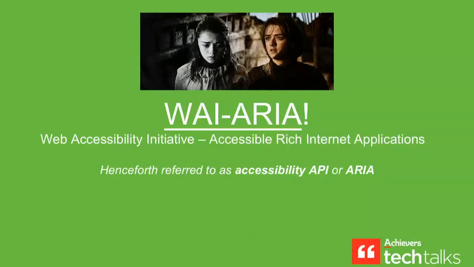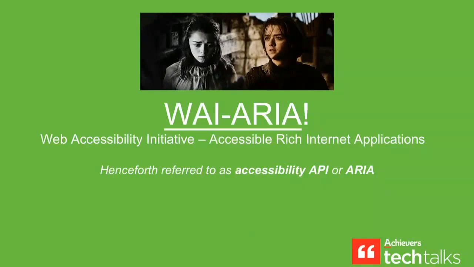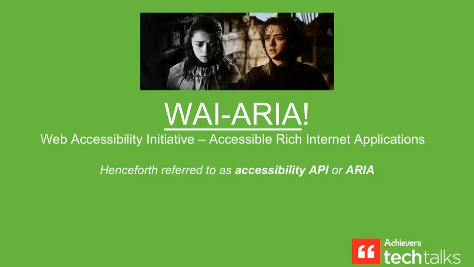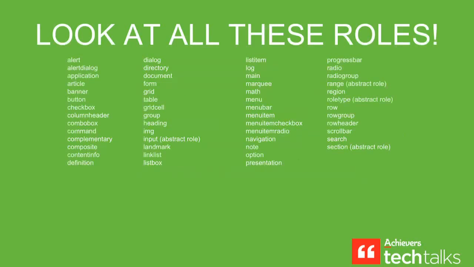So WAI-ARIA is probably one of the worst abbreviations I've had to deal with. It stands for Web Accessibility Initiative Accessible Rich Internet Applications, which is an ironically inaccessible name to say over and over again. It's really tough. So I'm going to be referring to it as ARIA, or the Accessibility API. At its core, ARIA is a few things, but the biggest thing is this list of roles. Remember a few slides back I was saying you need to attach roles to certain elements to tell the screen reader where they are.